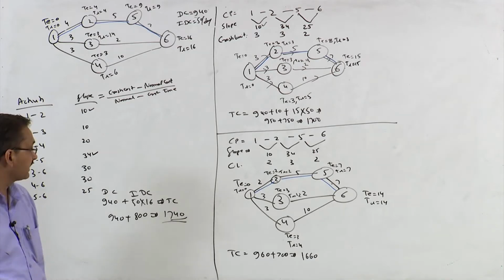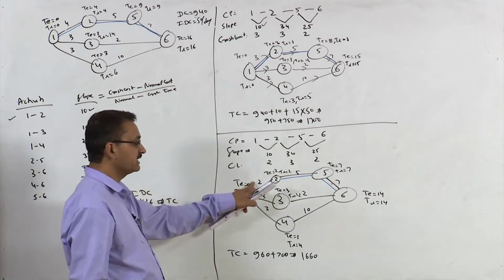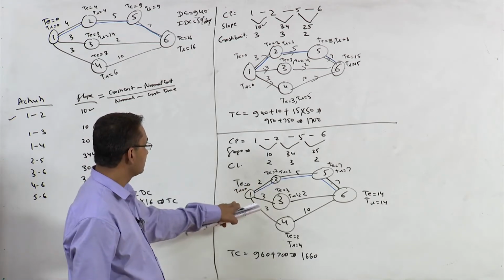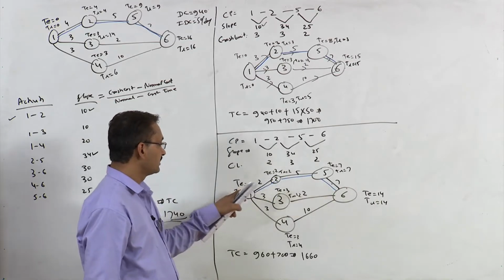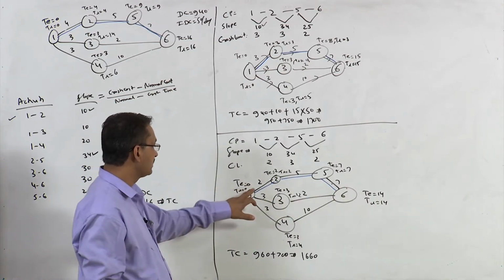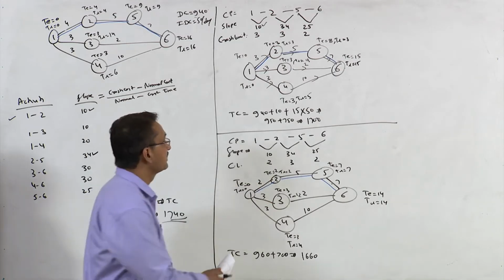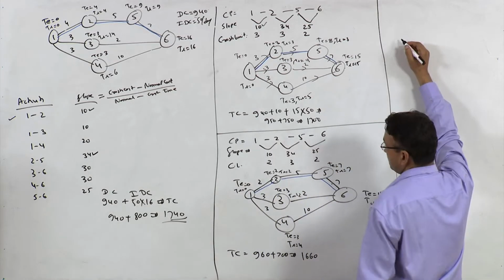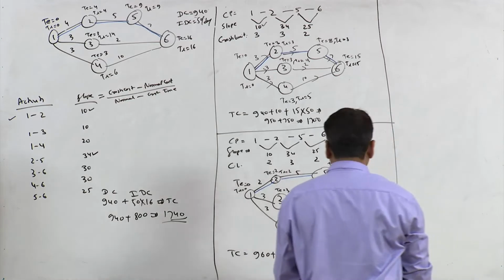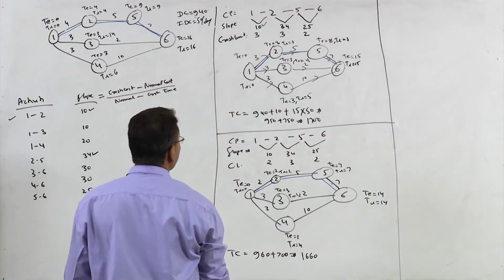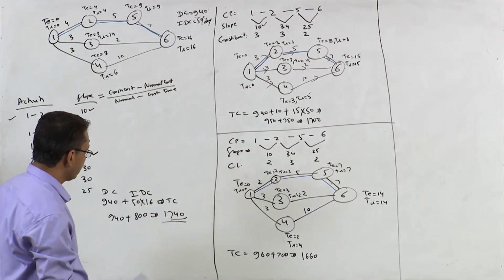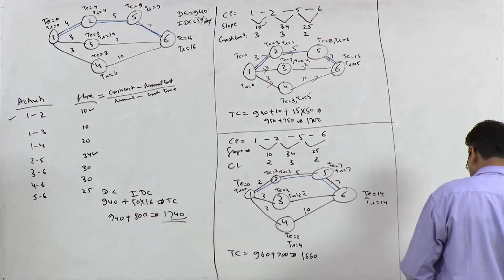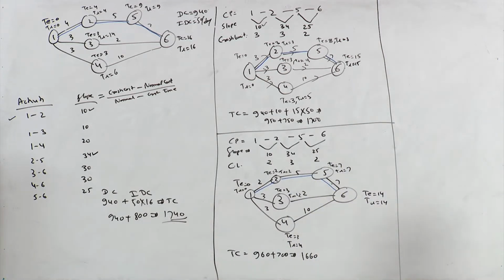Now what? Again reduce the duration of this activity by 1 day. So the critical path is this, and the activity with least slope is again 1, 2. So let me draw that network. I hope we didn't get any other critical path. Yes, there is only one critical path so far. So this is 14, the duration is 14.